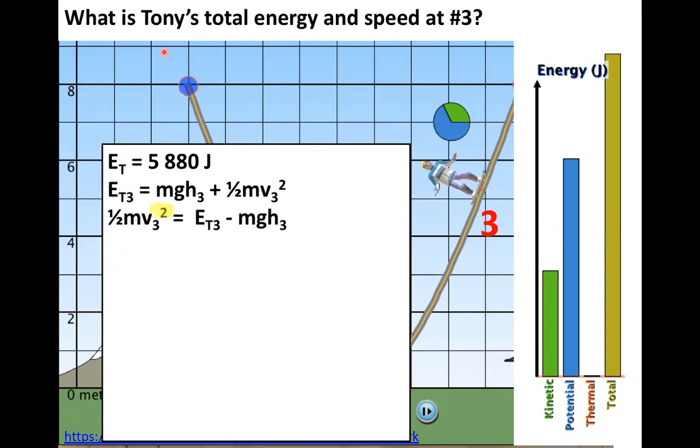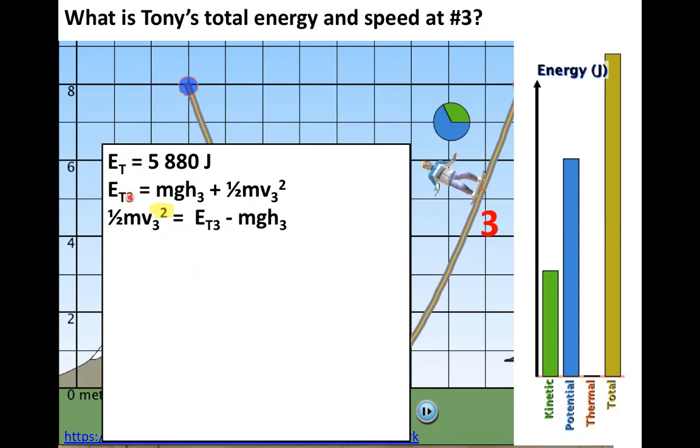What's Tony's total kinetic energy? What is Tony's energy and speed at number 3? So the total energy is the exact same number, 5886 joules that we calculated before, because once again, the total energy at any point in energy transformations is constant. But for speed, we're going to have to do a bit more work.